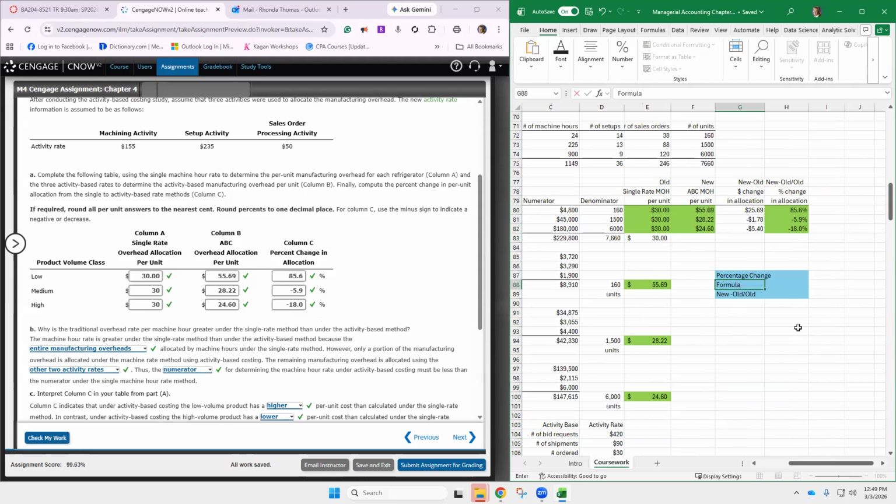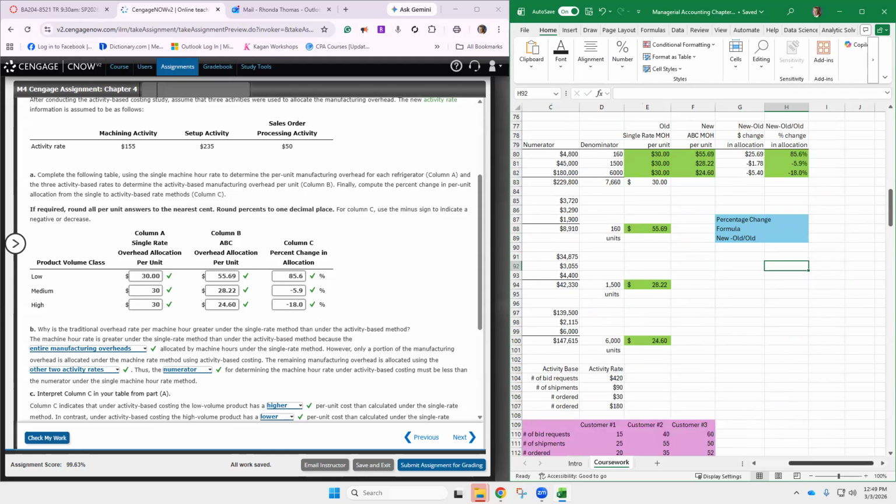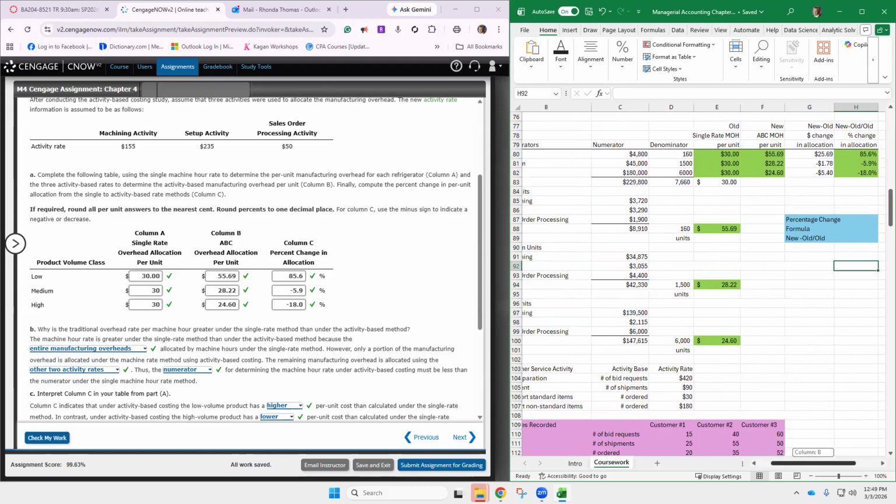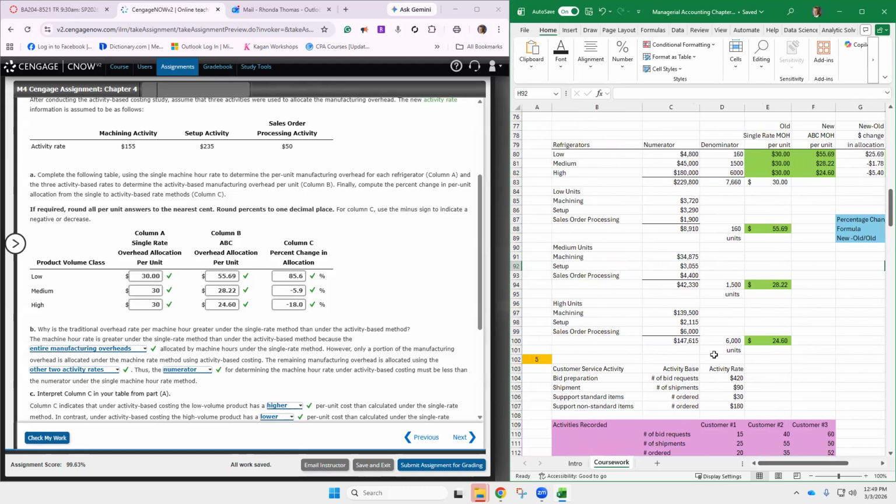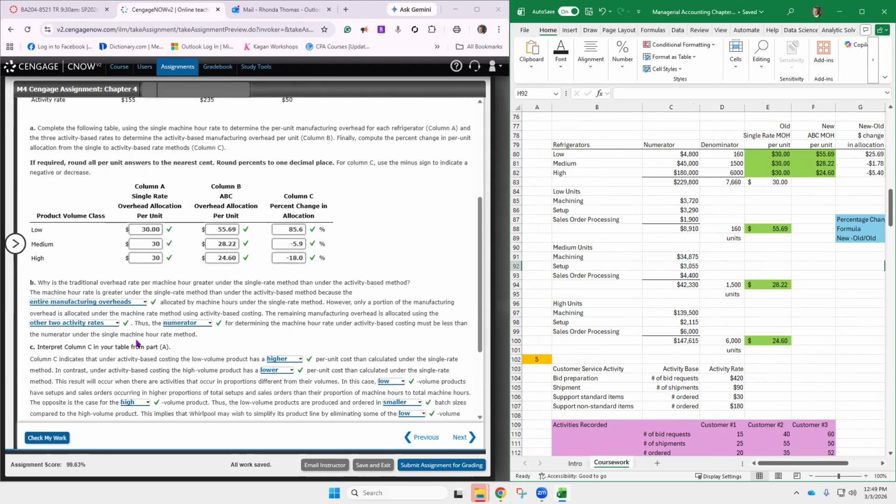Okay, so once again, your formula, percentage change formula, is new minus old divided by old. Okay, so this is a good formula to remember. I remember an accounting teacher that taught me this one. Yep. And I remember how he taught it and so forth and so on. So it really stayed with me. So once again, now we're going to tell the story. It says why is the traditional overhead rate per machine hour greater.